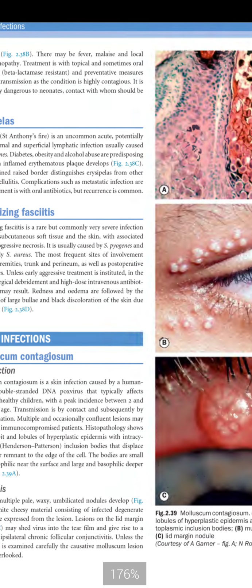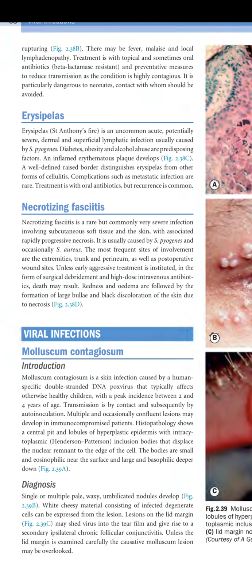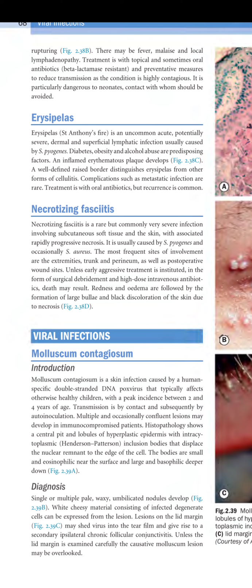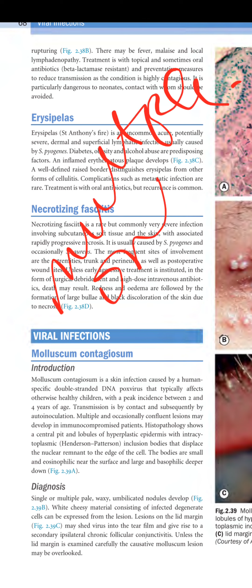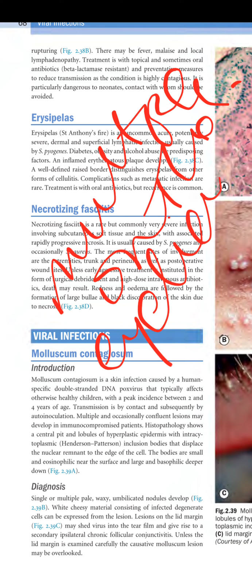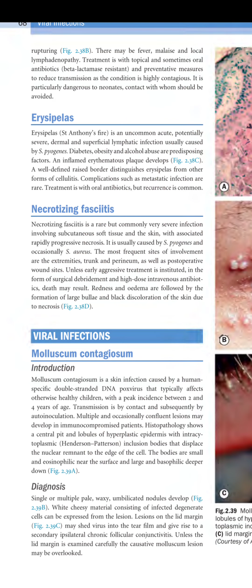So next is a viral infection, very common, molluscum contagiosum. You may encounter this in OPD very often, and basically these are multiple umbilicated nodules that are present on the eyelids, and these usually present in children, and it is a viral infection.